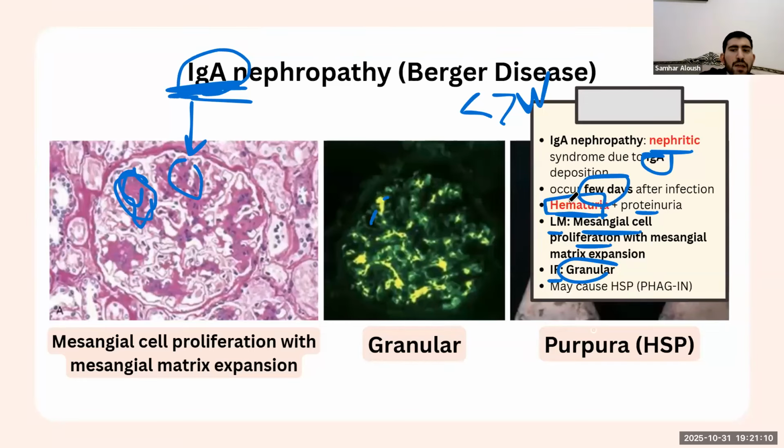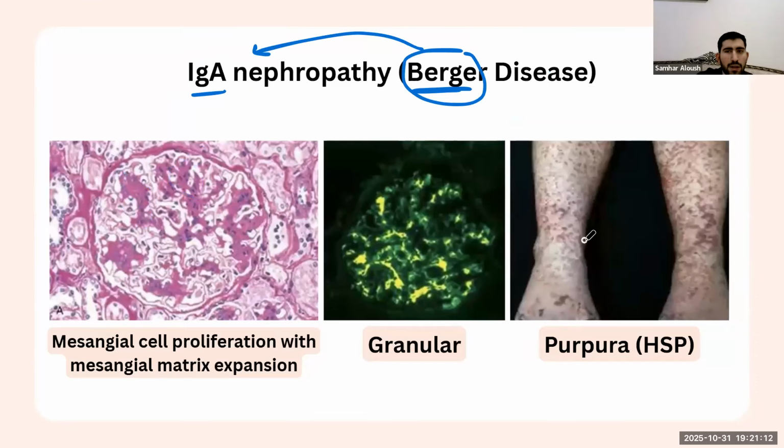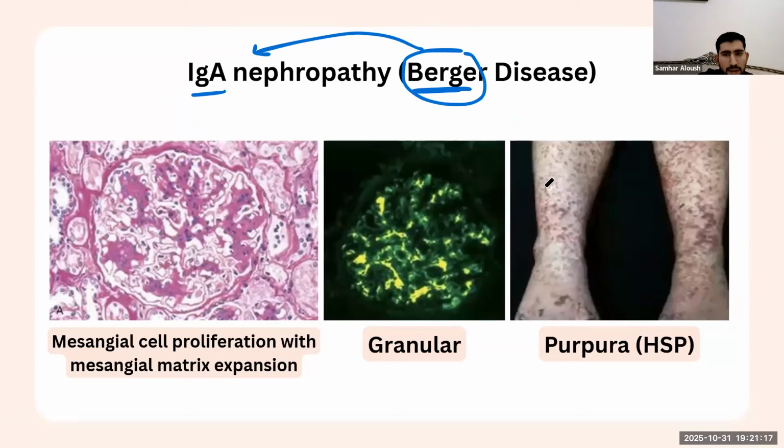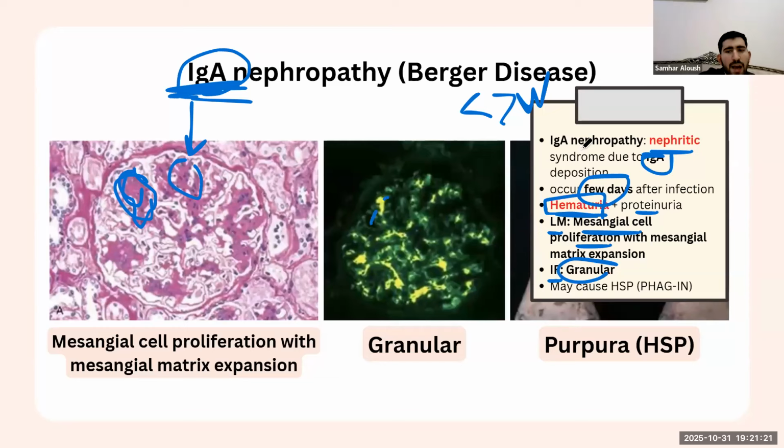And finally, it may cause something called HSP, which is a very long disease, a big disease, but the main thing about it is that they have purpura on their skin. Okay, I have a mnemonic for it. That's not my field because it's just OSPE review, but it's FAG-N, and each letter represents something.